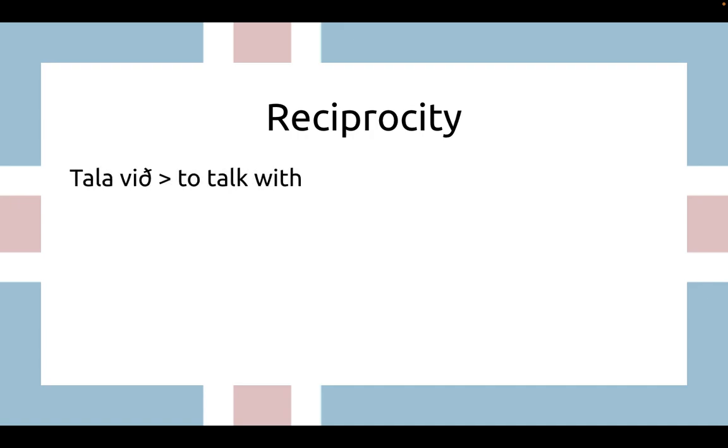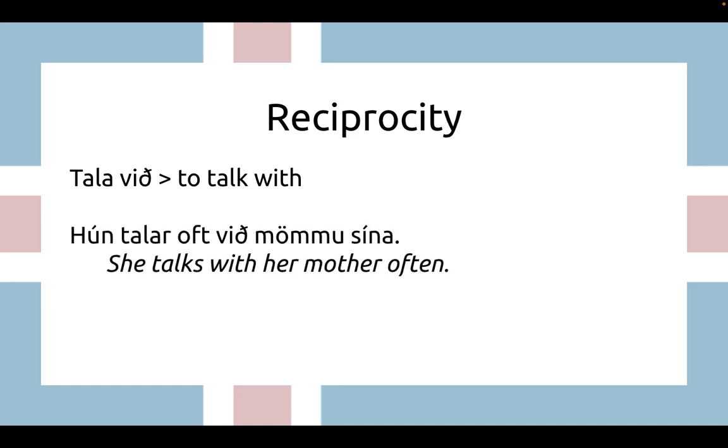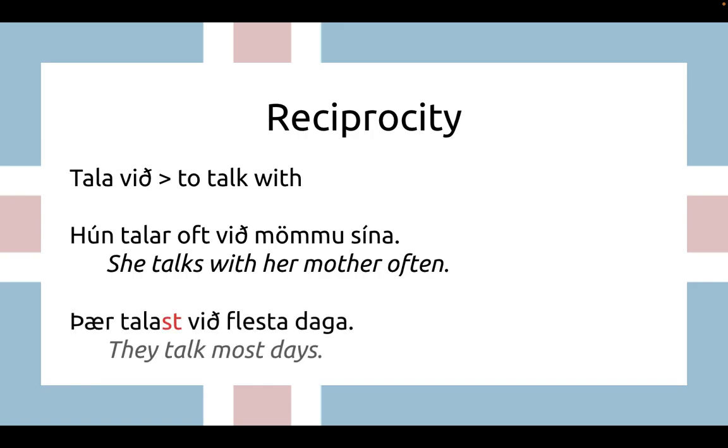One more I wanted to look at because it shows a different aspect of the middle voice. Að tala við means to talk with. For example, hún talar oft við mömmu sína. She talks with her mother often. Now, if we want to do the middle voice with this and have the reciprocal effect, we need to keep the preposition. So in this example, þær talast við flesta daga. They talk most days, or they talk together most days.